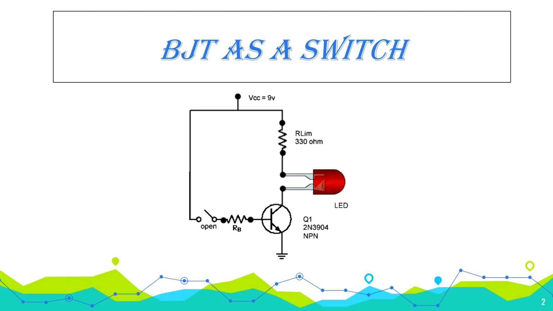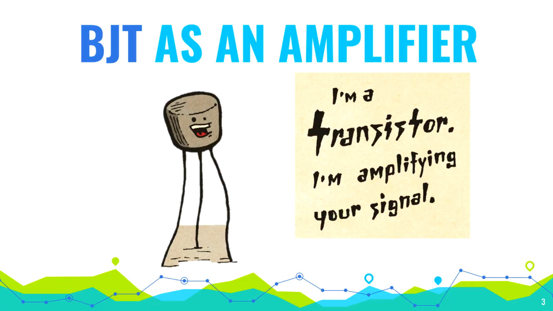Unlike the switch, when using it as an amplifier, BJT has to operate in the active region. That is, to be more concerned with the DC load line. What is this DC load line? This we are going to see in the upcoming lecture. Let us see in depth about this topic, BJT as an amplifier, one by one.